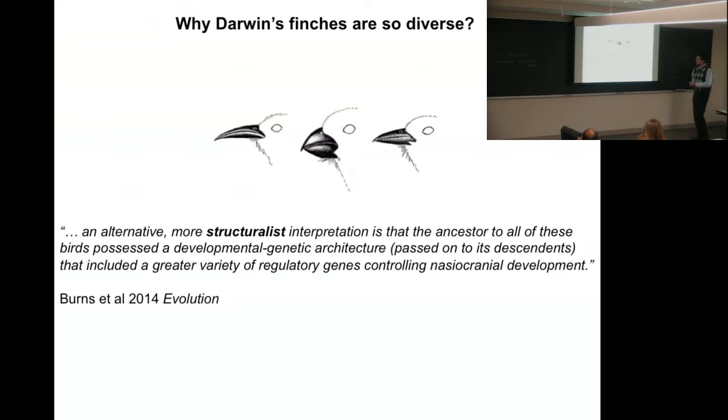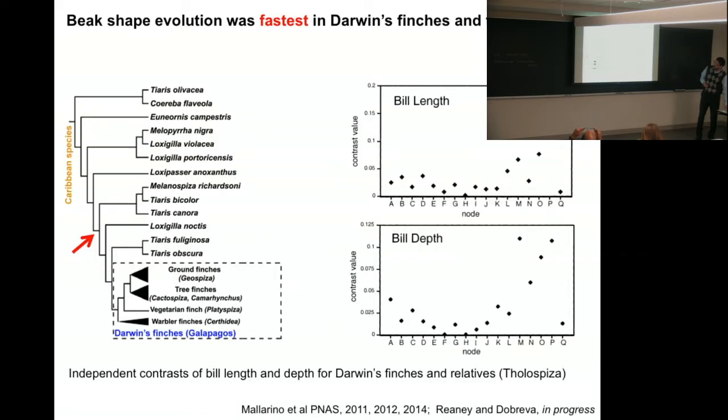So the alternative hypothesis that explains that sort of pattern is a more structural interpretation: that the ancestor of all these birds possessed a developmental genetic architecture, passed on to its descendants, that included a greater variety of regulatory genes controlling nascent cranial development. There is an innovation at the developmental genetic level, something that allows them to produce more cranial variation.